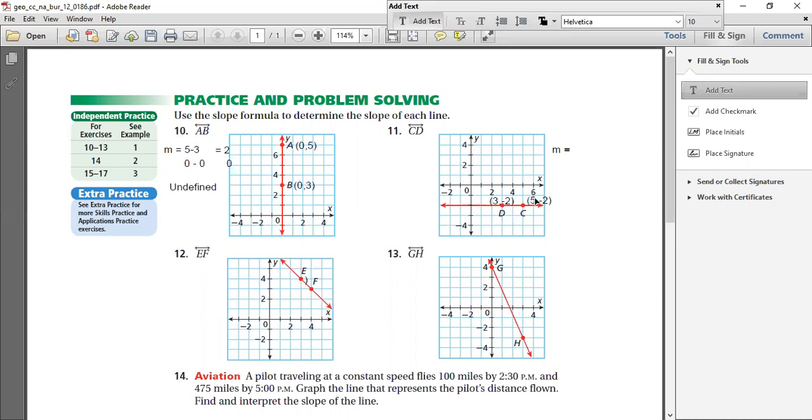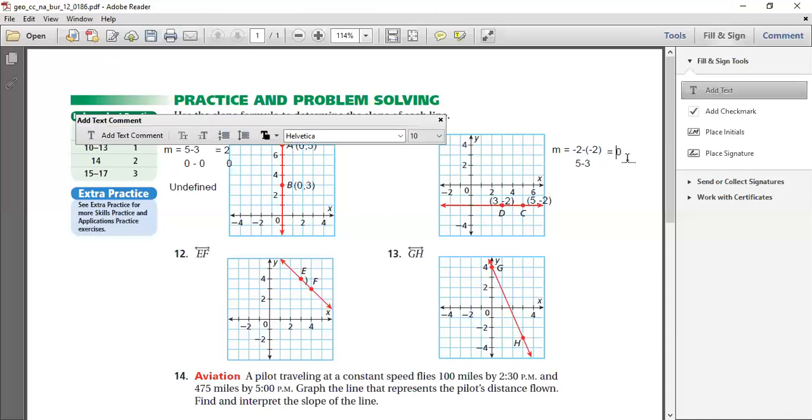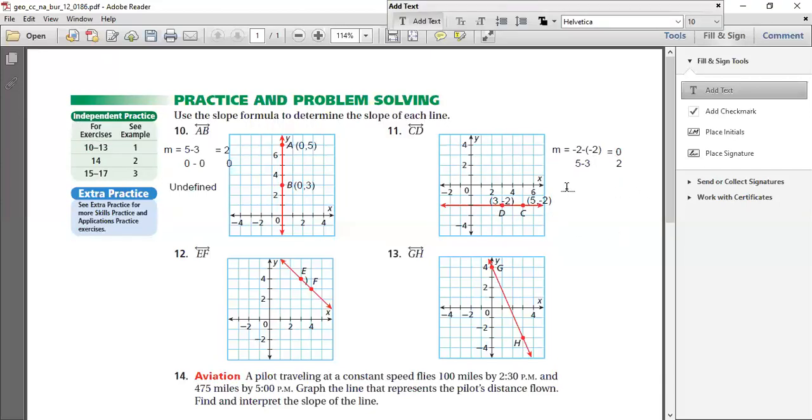M is equal to y2. Let me take this as x2 y2, x1 y1. So y2 is -2, minus y1, which is also -2, so -2 minus -2. Then x2 is 5 and x1 is 3. Minus minus will give you plus, so -2 plus 2 gives you 0. Then 5 minus 3 gives you 2. So 0 divided by 2 gives you 0. As soon as we see the picture, we can say the slope for this is going to be 0.